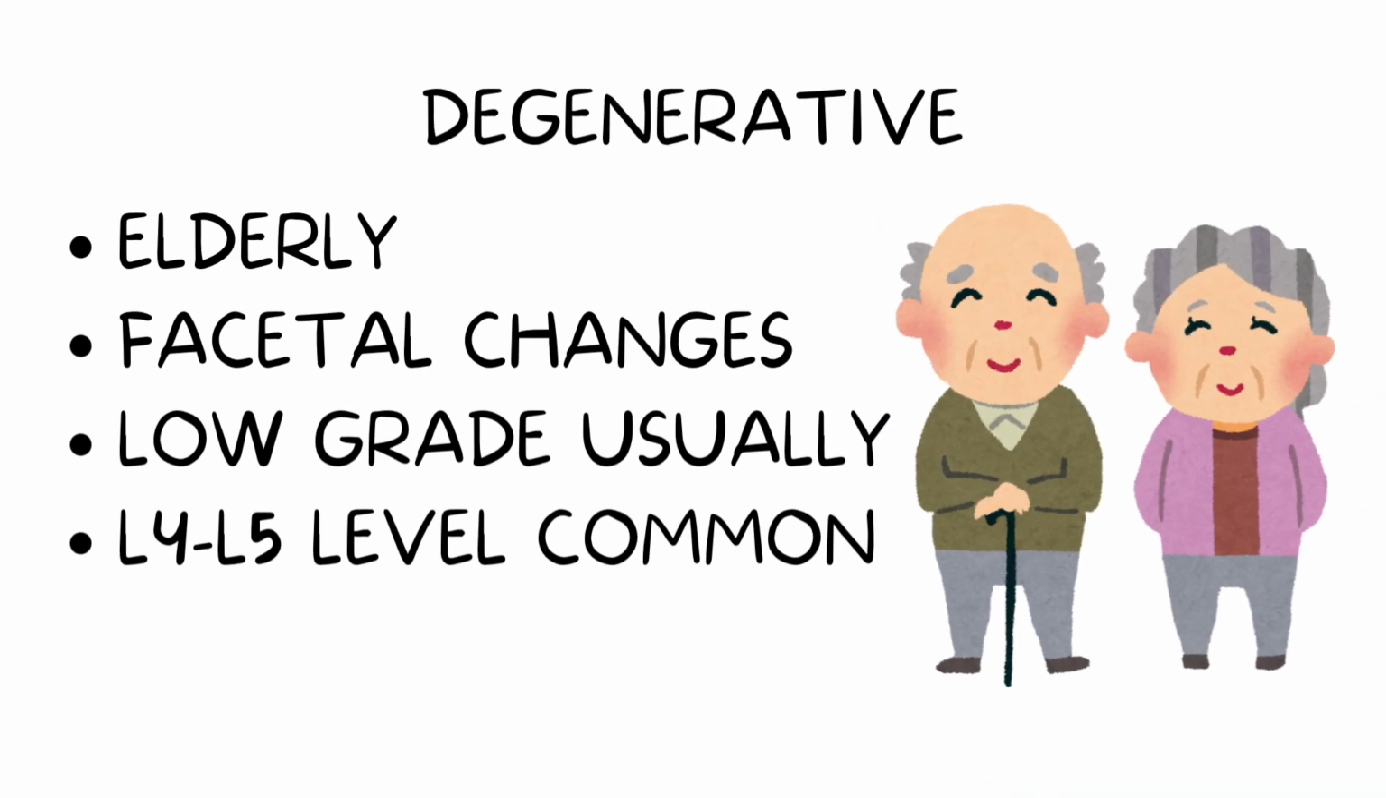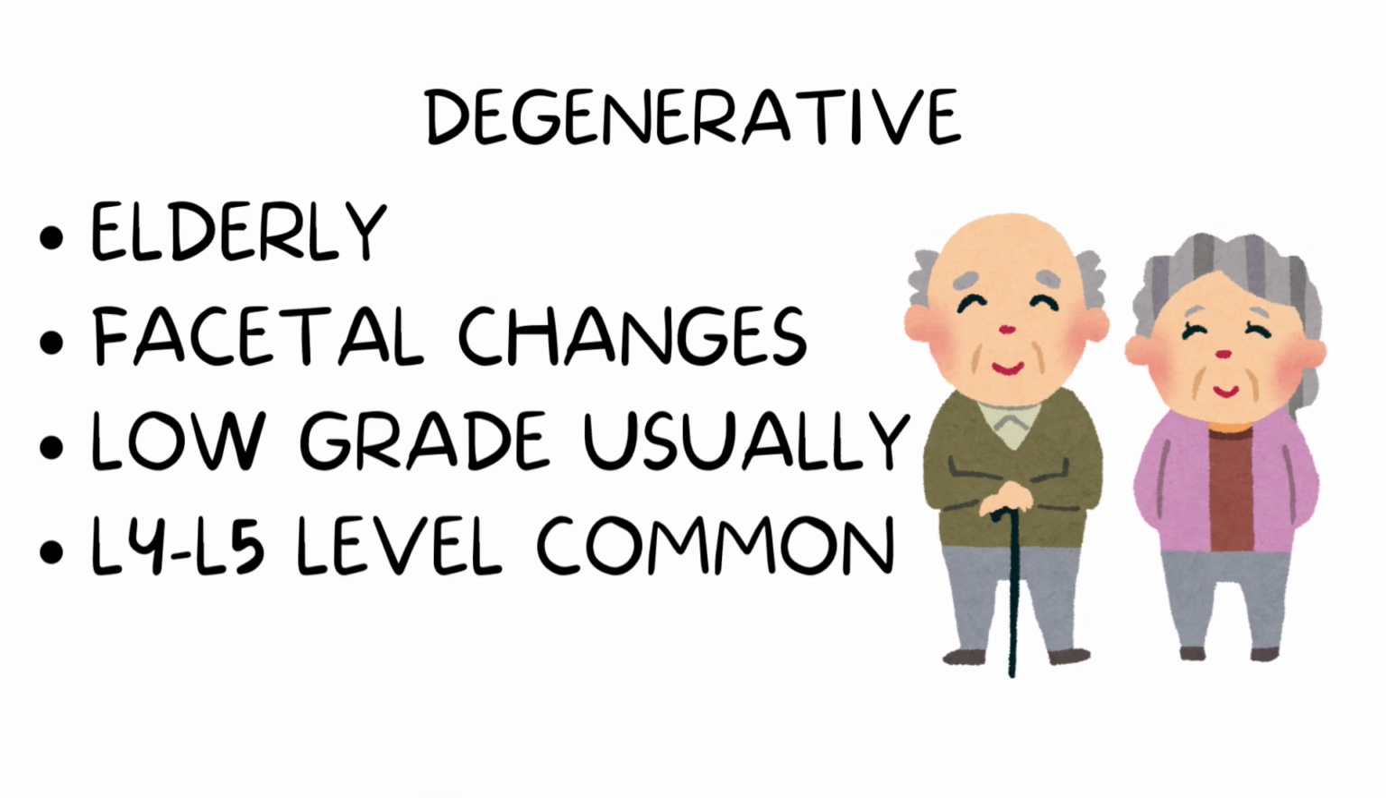Degenerative type. It is common in the elderly population due to the degenerative changes which occur in the vertebrae. Facetal degeneration occurring in the vertebrae is a key pathology. It is usually a low-grade slip in cases of degenerative type, unlike lytic and dysplastic types, which usually progress to high-grade slips. In degenerative type, the common level involved is the L4-L5 level.